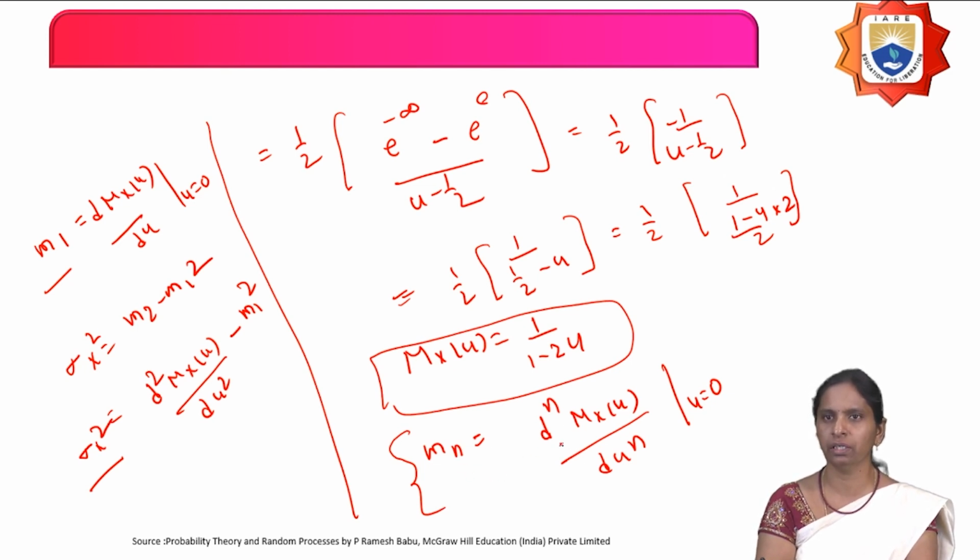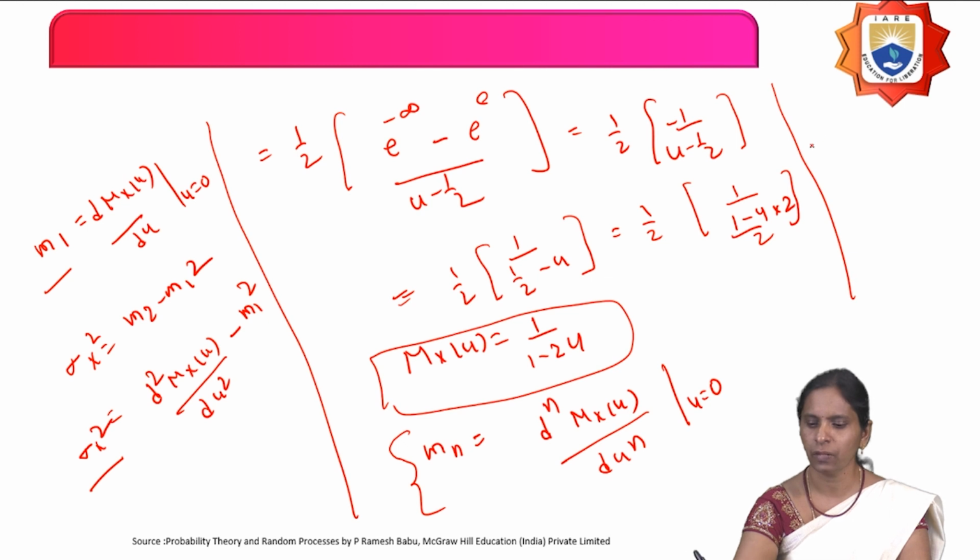M_n equals d power n M_X(u) by du power n. After differentiating, you have to substitute u equals 0. So what can you obtain here? 1 by (1 minus 2u). How many times do you differentiate this? You differentiate it n number of times. If you want the mean, M1 equals d M_X(u) by du. If I want to calculate, for example, the mean, then what you have to do? d by du of 1 by (1 minus 2u) at u equals 0.